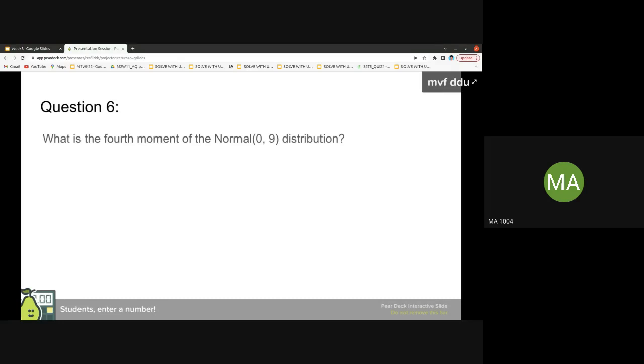Okay. So the hint is basically you should know the moment generating function for normal 0, 9. And once you know the moment generating function, for the first moment, you have to look for the coefficient of lambda power 0 and lambda by 1 factorial. For the second moment, you look for the lambda square by 2 factorial coefficient. For the third moment, you look for the lambda cube by 3 factorial coefficient. Similarly, for the fourth moment, you look for the lambda power 4 by 4 factorial coefficient.